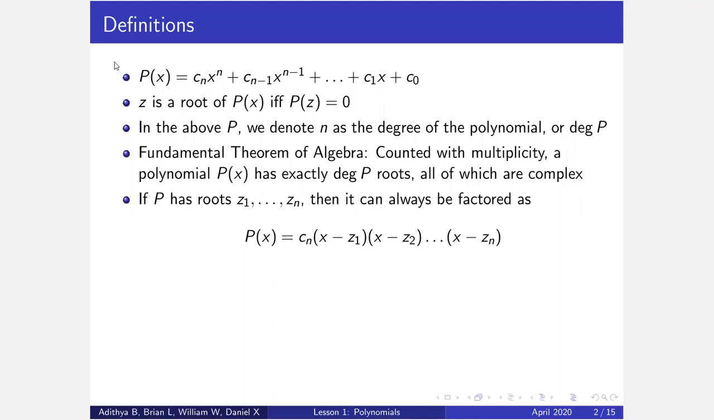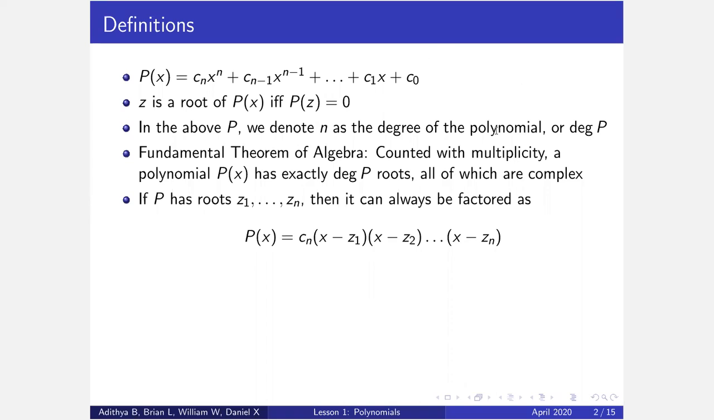c_0 through c_n are known as coefficients, and x^n, x^{n-1} are terms, well, c_n times x to the n, dot dot dot. We call a real number or a complex number z a root of p of x if and only if p of z is equal to 0. And we denote n as the degree of the polynomial, or degree of p.